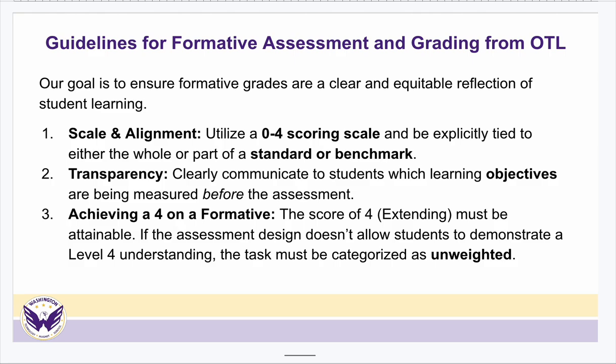And again, achieving a 4 on a formative. So that score of 4, which is extending, must be attainable. That means it must be able to be reached on that formative assessment. If the assessment doesn't allow for students to demonstrate that level 4 on a formative, then the task must be categorized as unweighted. So that means if they cannot extend their thinking in that formative, then we are going to move that to unweighted. Now remember, unweighted can still be graded. It's just that it falls in the category of that 0 and that 0%. With that grading, they can get feedback and understand where they may need to strengthen some things.